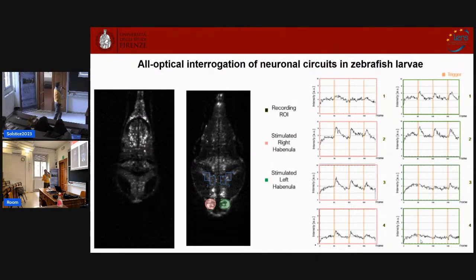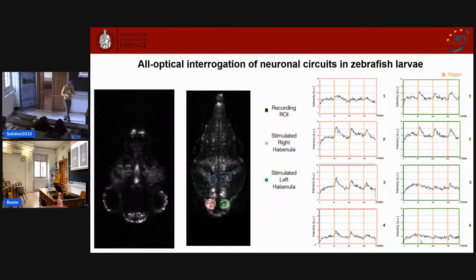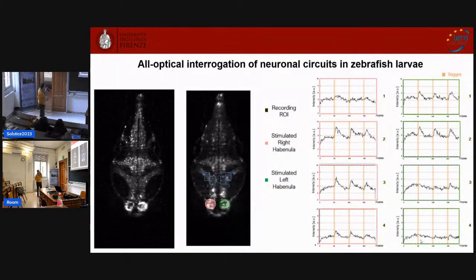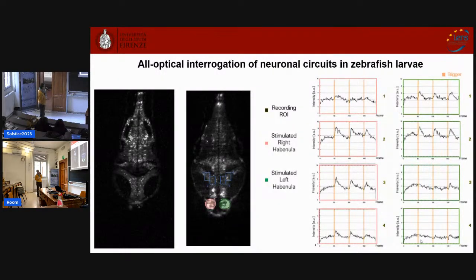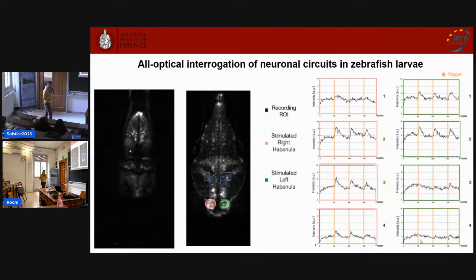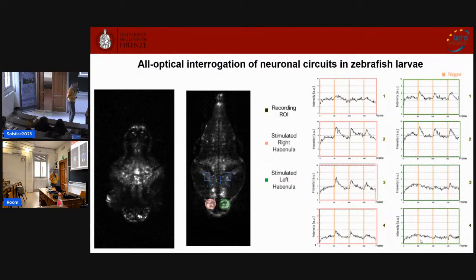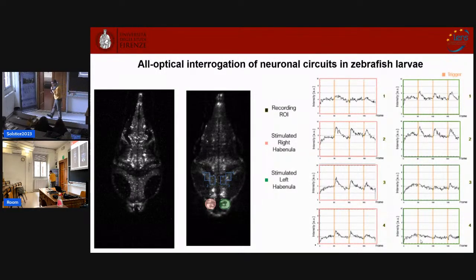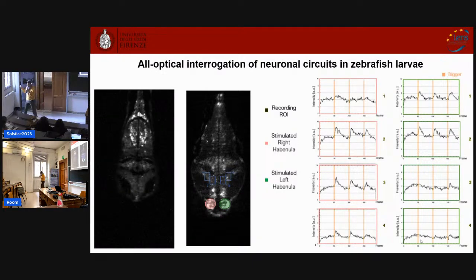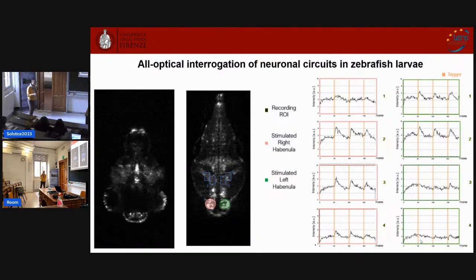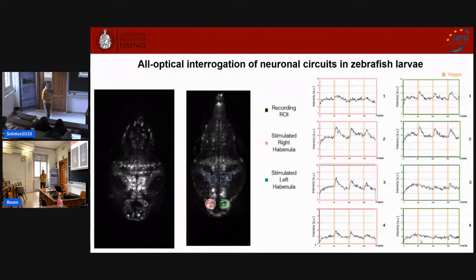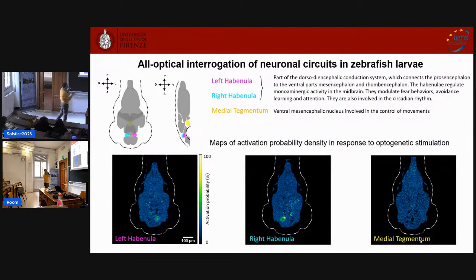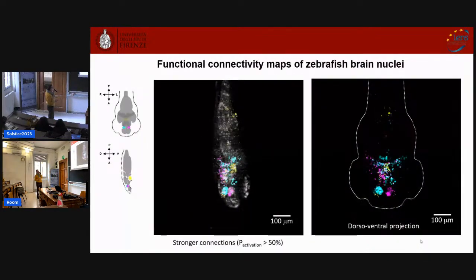This is performed by optogenetics, where we excite one area of the brain and we see all the projections of the excitation along the central nervous system. This is absolutely important in order to have functional maps, which will be used by the second brain to decide in which way to excite the brain depending on the behavior of the animal.